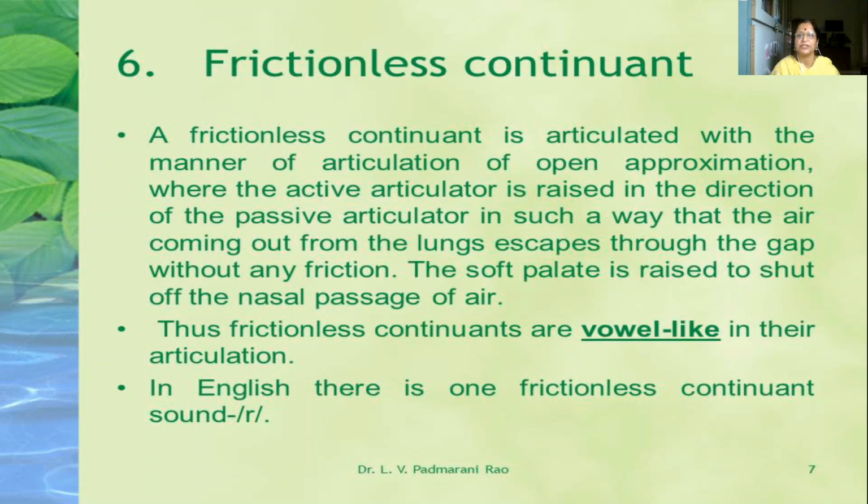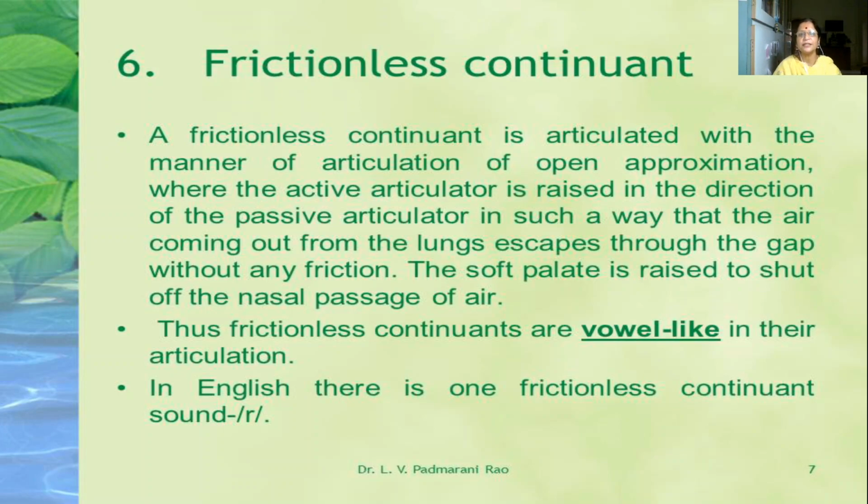The next sound that we have is the frictionless continuant, which is again a single sound that we could find in English. Whereas in the Indian languages, Sanskrit-derived languages, you have the R sound, and the Ru sound. And if you go into the ancient Sanskrit sounds, you have Ru included in the section of vowels, and R, which is included in the consonantal section. But in English, we have only one R sound, one frictionless continuant sound.